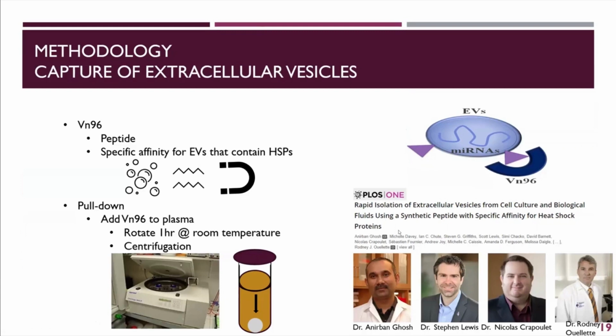It's really fancy technology in the sense it's almost like a magnet to these extracellular vesicles. They're attracted to a certain protein that's found on the end of them. And if you add that VN96, which is their technology, that little peptide into that plasma, you rotate it for a bit and then put it in a centrifuge, all the extracellular vesicles will just form a pellet at the bottom of your tube. And then voila, you got your extracellular vesicles from your plasma.